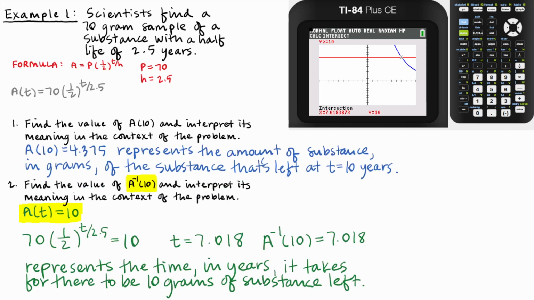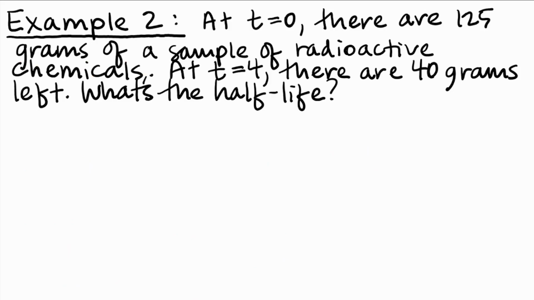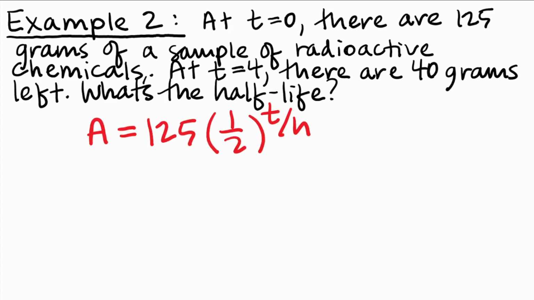And honestly, for this class, this is really all you actually need to know: working with making the formula, plugging in a value, solving an equation relating to that formula. For Algebra 2, that's going to be it. I'll show you where we could potentially go with this, though. The next level of questioning would be like, hey, at t equals 0, there are 125 grams of a sample of radioactive chemicals. At t equals 4, there's 40 grams left. What's the half-life? And I'll show you how I would do that real quick.